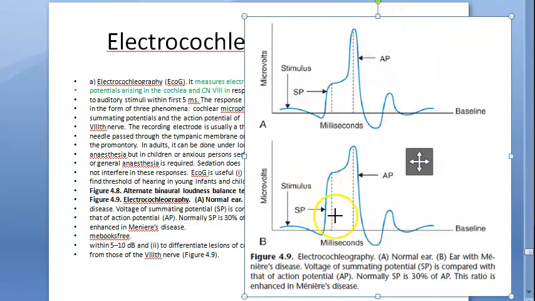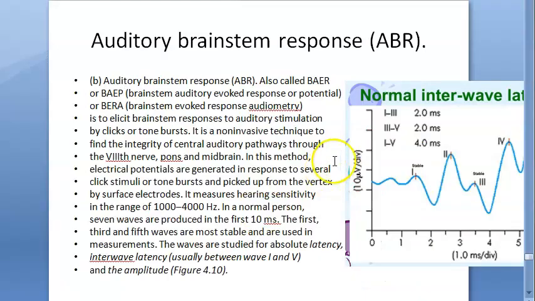But what happens in many years, the summating potential becomes more than what it should be in comparison to AP. Okay. It is not more than AP, but it is more than what it was before, right? This is Meniere's disease. Let's look at the actual question.